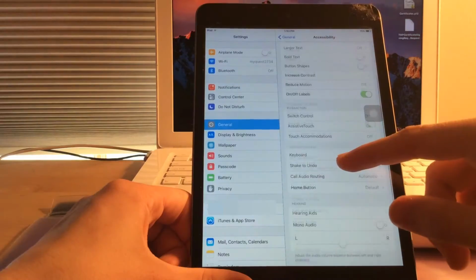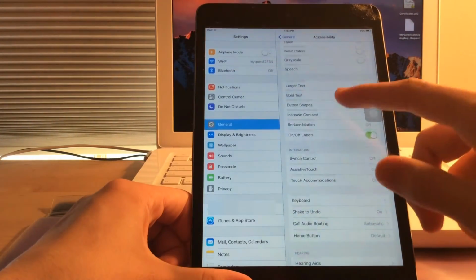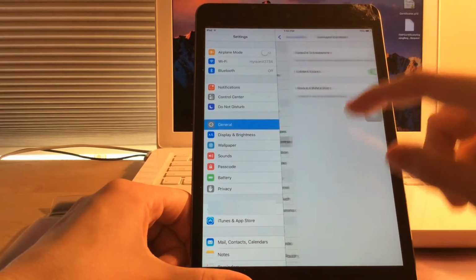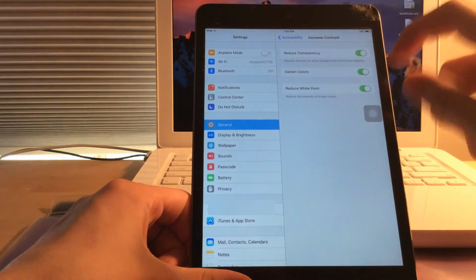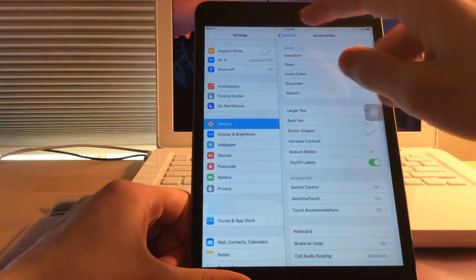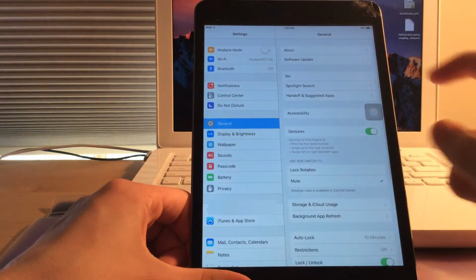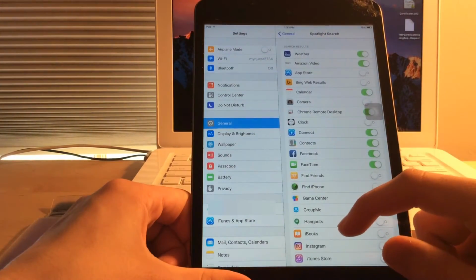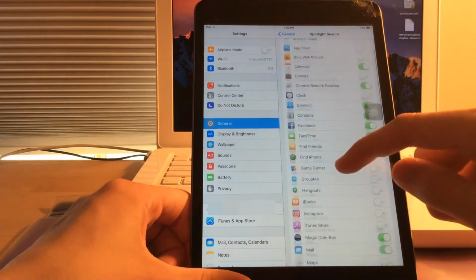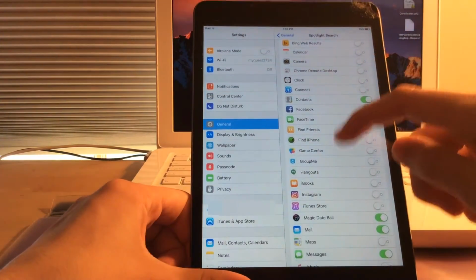It's pretty slow. You remember right at the beginning when I opened it, it was, nope. So obviously, increased contrast and reduced transparency is something you're going to want to have enabled, because it really speeds up your iPad. Also, another thing you can do is on Spotlight Search, you can turn all these off to really improve it.